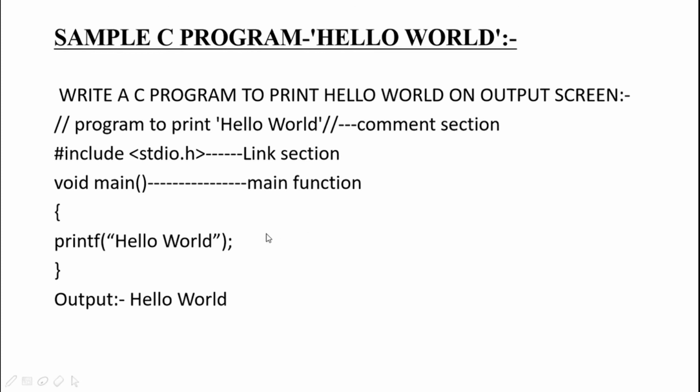So here is a sample C program to print hello world. This is the comment section. As I told you, this is for user understanding. So you are printing hello world. Now you will give the #include stdio.h, which is the link section, and this is the main function. So you will print hello world and the output will be hello world.